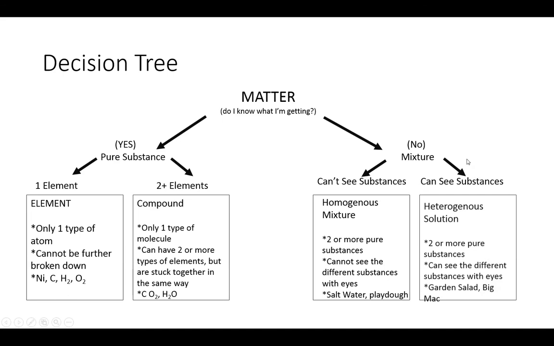Now take a heterogeneous mixture, for example. You have two or more substances. It's the same as homogeneous, but you can see the different substances with your eyes. So think of a garden salad. You've got lettuce and some tomato, maybe a little bit of chopped onions. Okay, you can see those different parts in the salad. Or if you look at a Big Mac, you've got the burger, and the bun, and the cheese, and the Big Mac sauce, and the lettuce. You can see all those different parts. And that's why it's heterogeneous, because I can see the different parts of the mixture. In this case, I've called it a solution. Should be mixture.